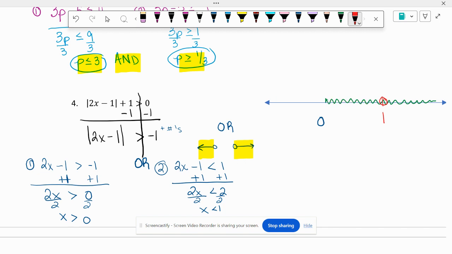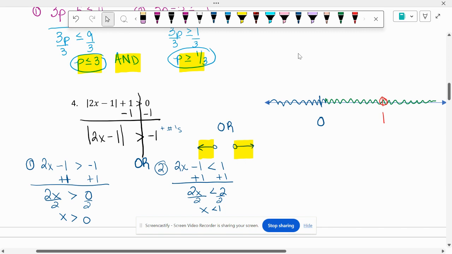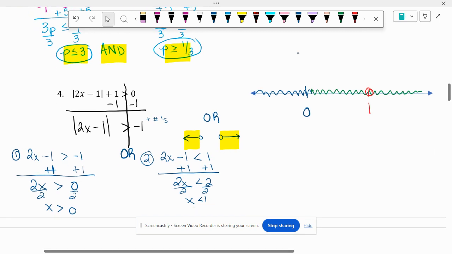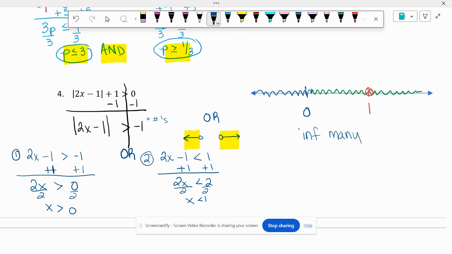So you notice, whoops, half my line disappeared. That's what happens. So hopefully you notice that when these overlap, my entire number line is going to be colored in. This means that this has infinitely many solutions. This is a special case, which means any number works.